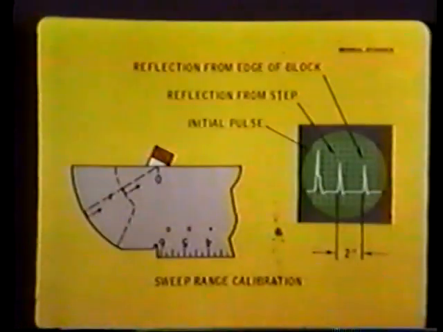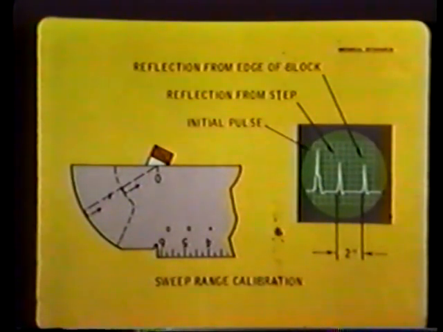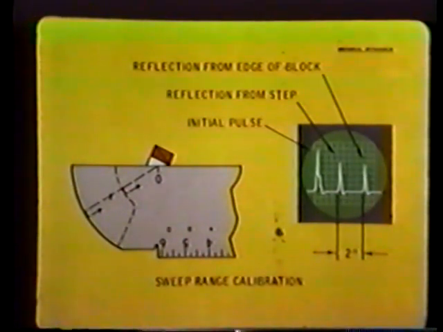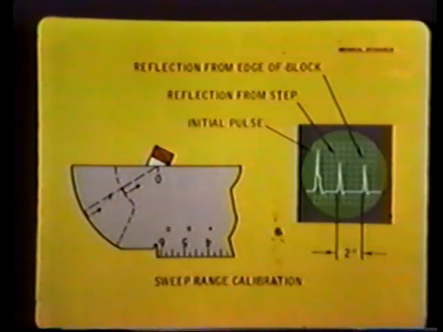Sweep range can also be calibrated by coupling the transducer to the side of the block near the focal point reference. The transducer is moved back and forth till equal amplitude pips are obtained from the step and the curved edge of the block. The distance between the 2 pips represents 2 inches.